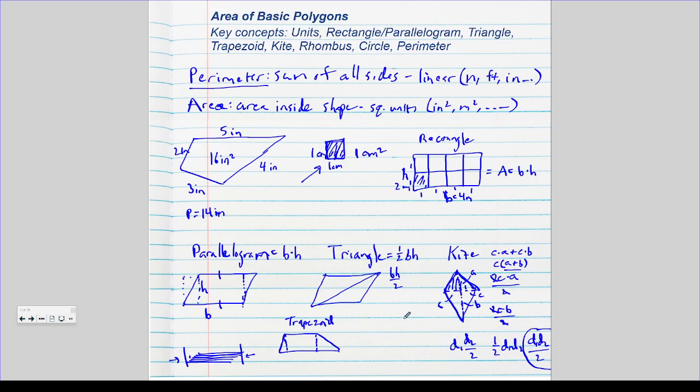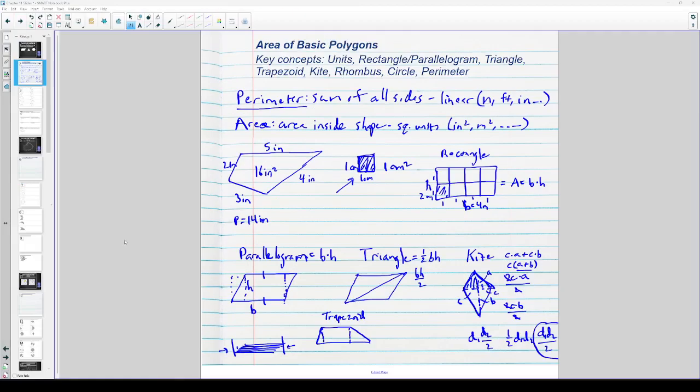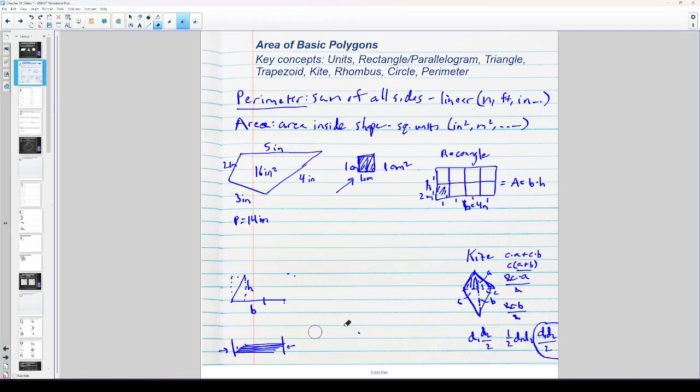I think we might need a little more room for this, so let's go ahead and erase a little before we try to do a trapezoid. So let's erase our triangle and parallelogram and make a little bit more space to work with. All right, back to pen.